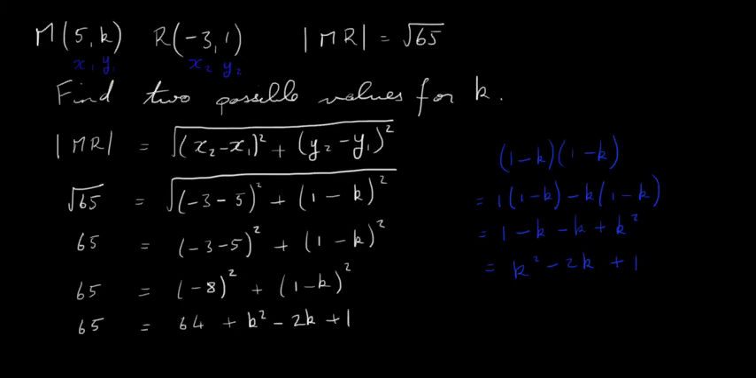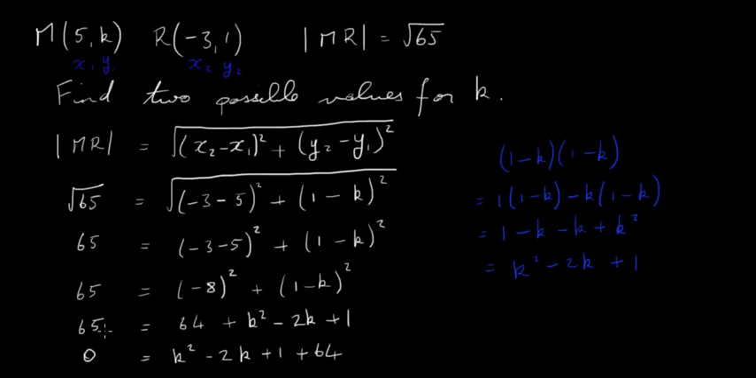Okay, so you can see here that we've got a quadratic equation. So what I'm going to do is bring everything over to one side and then solve for k. So let's bring this 65 over here. We'll do that here. Okay, so we've got a 0. I'm going to put the k squared first. Then I'm going to put my minus 2k next. And then I'll put in all the numbers after that. So I have a plus 1, I have a plus 64.